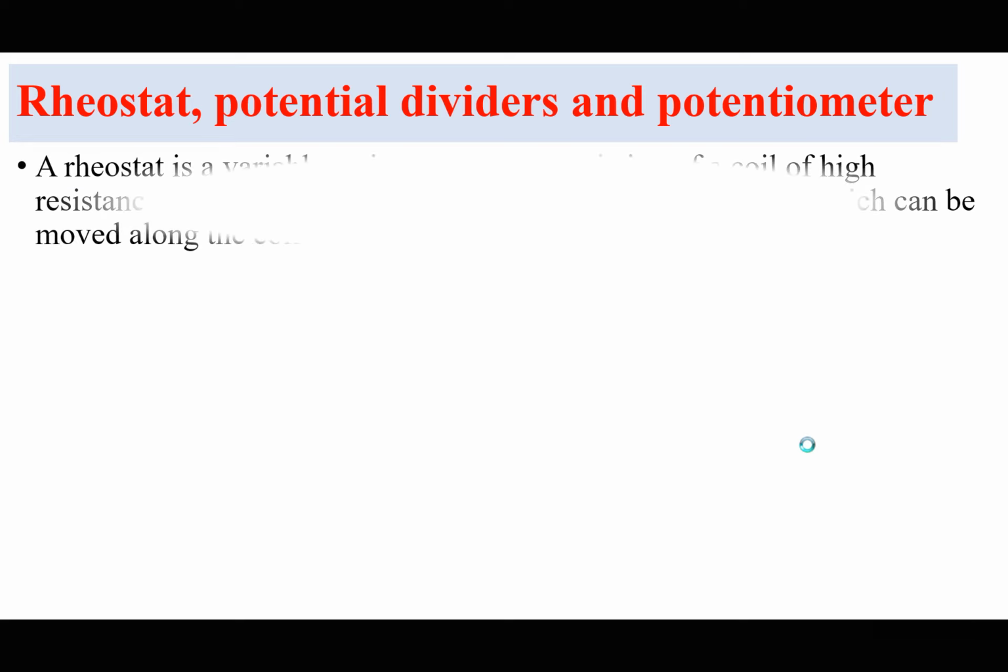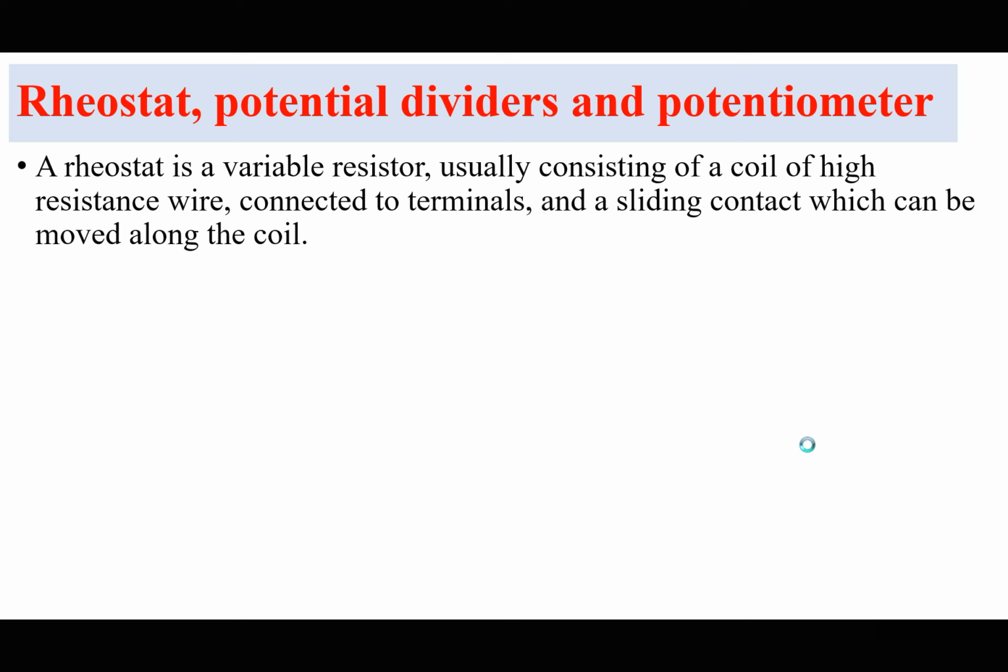So what is a rheostat? We mentioned that a rheostat is a variable resistor. If you remember, when we were talking about resistance as a subunit, we considered a fixed resistor and a variable resistor. So we mentioned that a rheostat is a variable resistor. We saw the image of a rheostat, and you must be remembering the circuit symbol of a rheostat. So a rheostat is a variable resistor usually consisting of a coil of high resistance wire connected to terminals, and a sliding contact which can be moved along the coil.